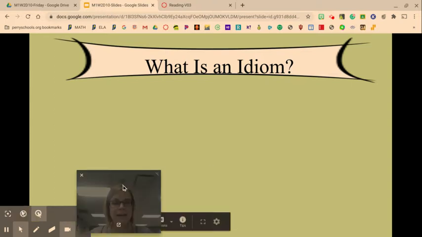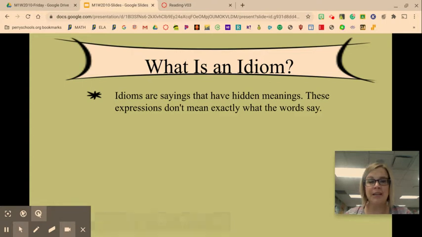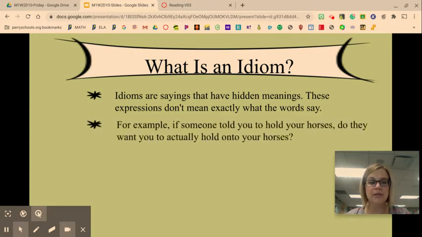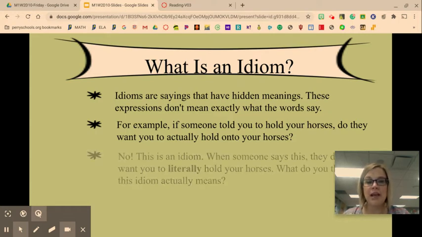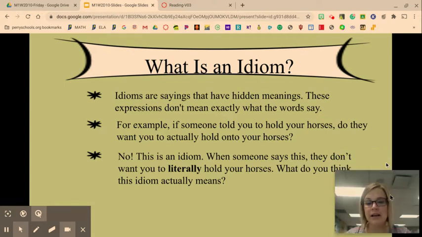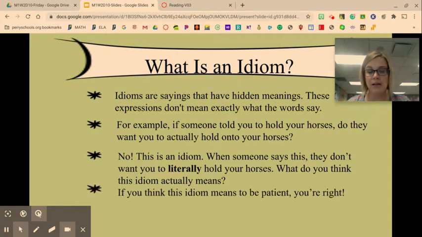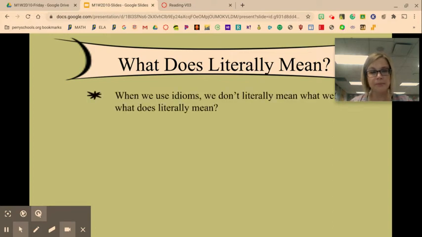So, what is an idiom? Idioms are sayings that have hidden meanings. These expressions don't mean exactly what the words say. For example, if someone told you to hold your horses, do they want you to actually hold your horses? No. They are telling you that they want you to be patient or hold on. So hold your horses is an idiom that we use sometimes.